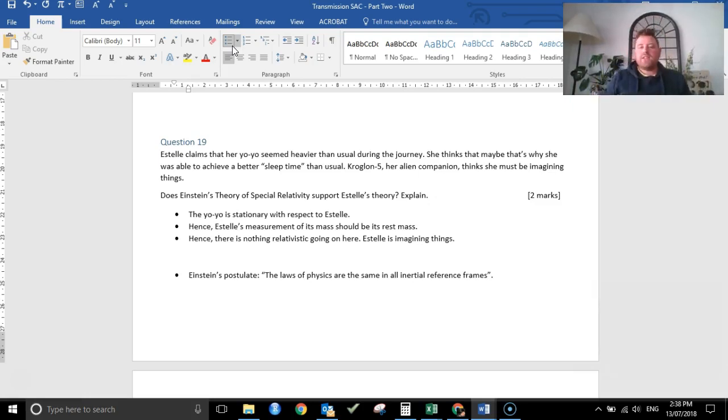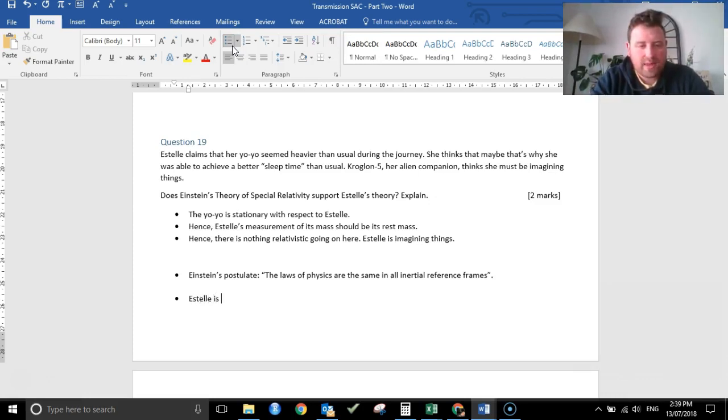Okay, so you said, okay, the laws of physics are the same in all inertial reference frames. Estelle might be traveling across the universe at 200,000 kilometers per second, but she's in an inertial reference frame. So the laws of physics should be the same. So when she drops her yo-yo, it should be exactly the same as when she drops her yo-yo when she's sitting in a lounge room at home. All right. Let me just try and punch that up into an answer.